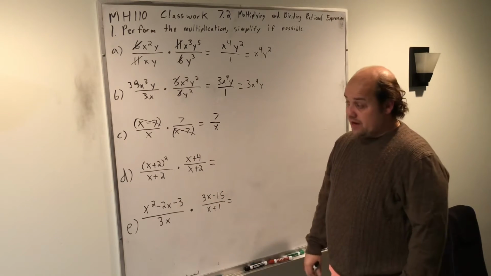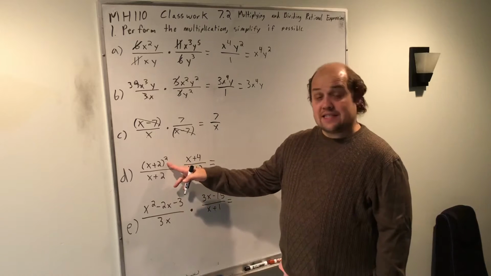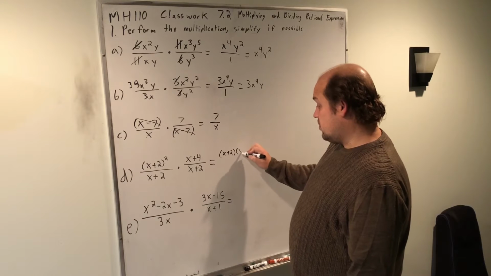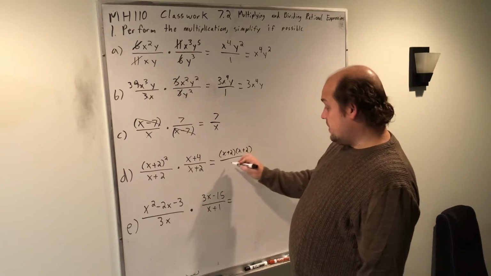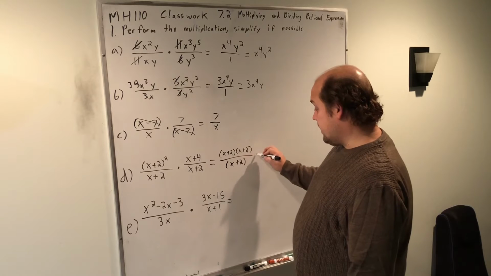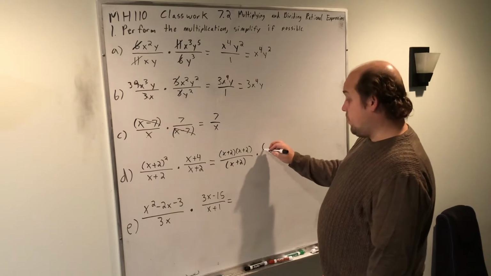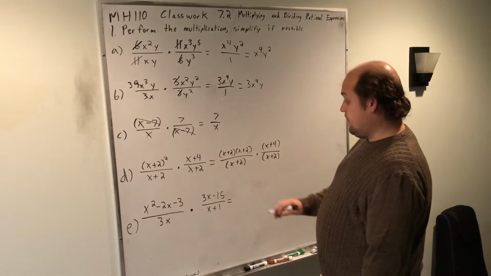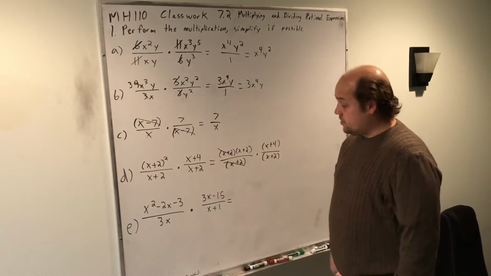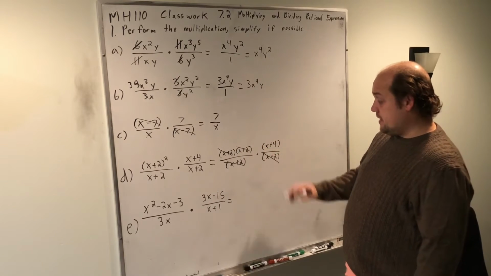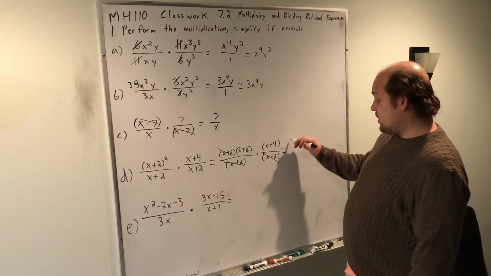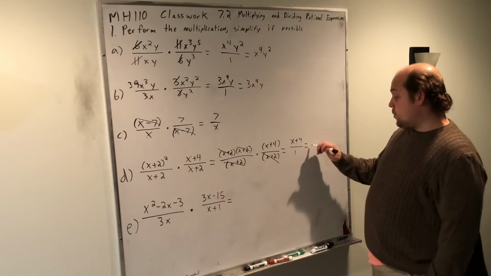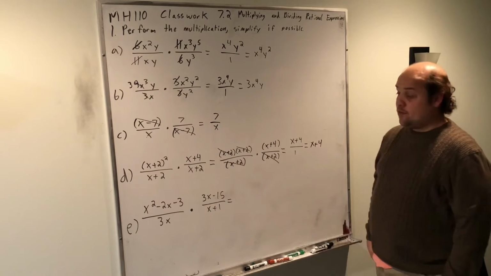If I wanted to rewrite D slightly, I could call this, instead of x plus 2 squared, x plus 2 times x plus 2. I then still have an x plus 2 on bottom of the first thing being multiplied. In the second thing being multiplied, I have an x plus 4 on top and an x plus 2 on bottom. This x plus 2 and this x plus 2 can go away. This x plus 2 and this x plus 2 can go away. So I'm just left with x plus 4 on top and an understood 1 on bottom. That's why my final answer would be x plus 4.